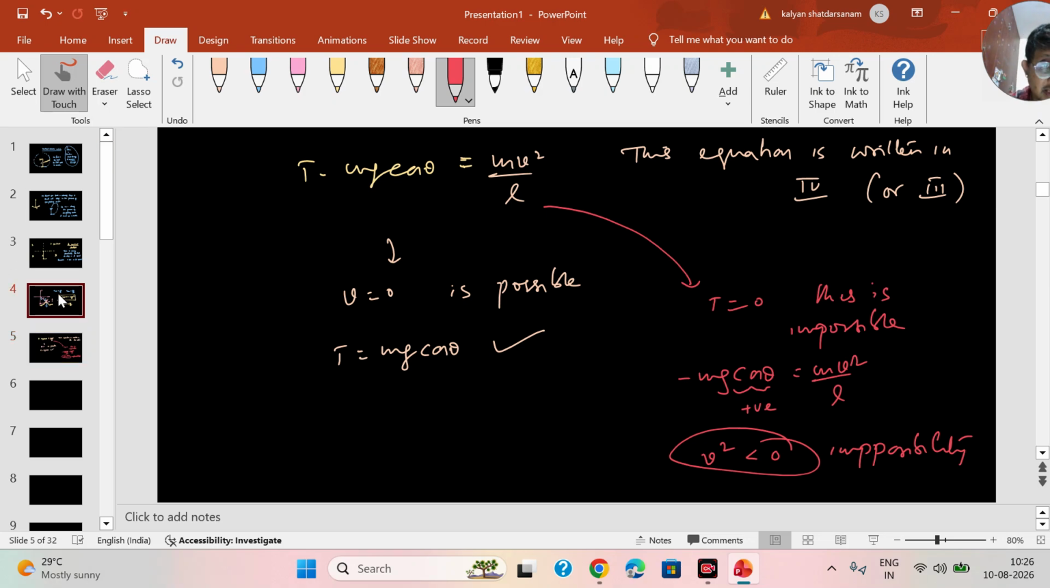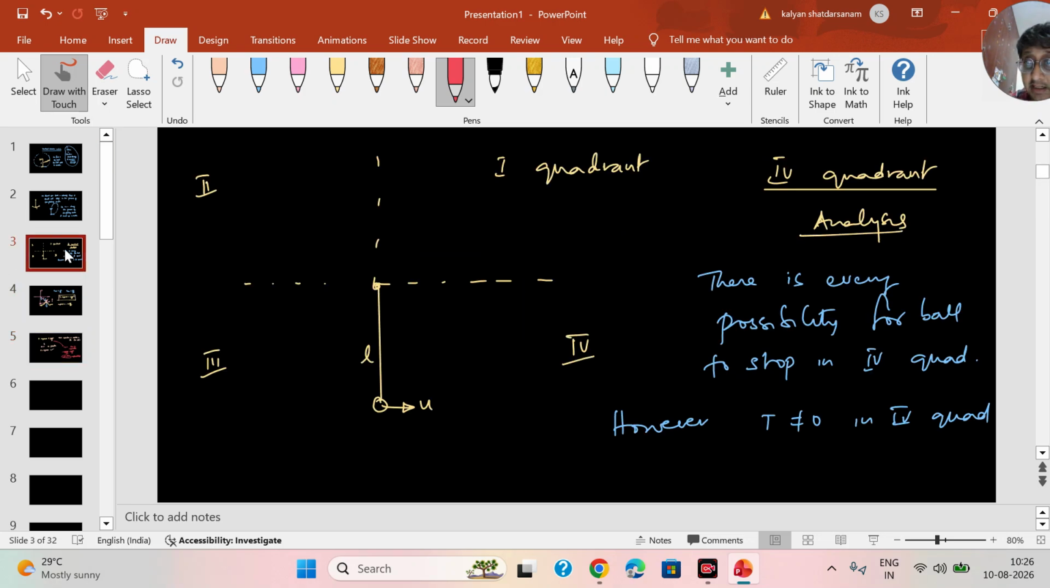That's what I was trying to tell previously also from feel, that in the fourth quadrant T cannot be 0. Speed can be 0. The ball can stop. That's okay. However, tension cannot be 0, because wherever the ball is, there will always be some component of mg trying to pull the ball away, and that creates tension. So this is an important thing. If you want the ball to go in a circle, it should not stop in the fourth quadrant. That is the first criteria.